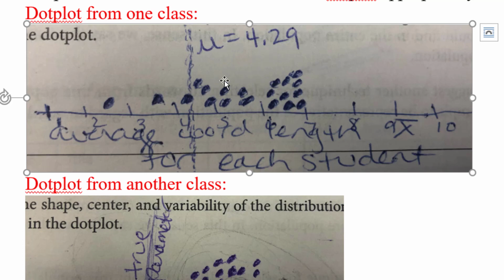You see a bulk of the dots from my class were above 4.29, and there were just a small handful of dots below 4.29. Each one of these dots, remember, is one student's sample mean. Up here is a student who had a sample word length mean of like 6.9 letters per word. Down here is one who had maybe 5.8 letters per word.